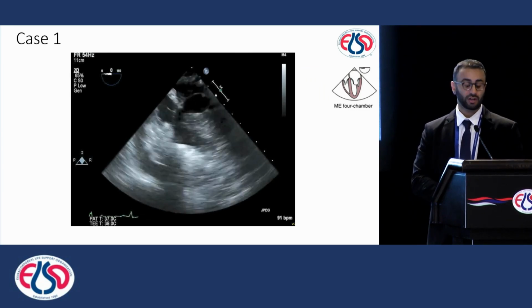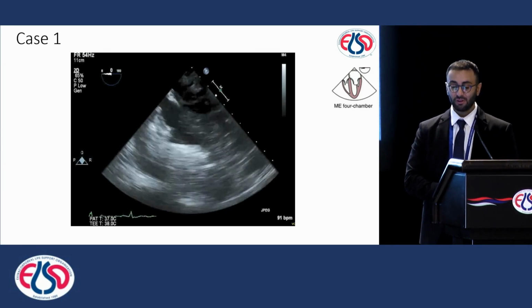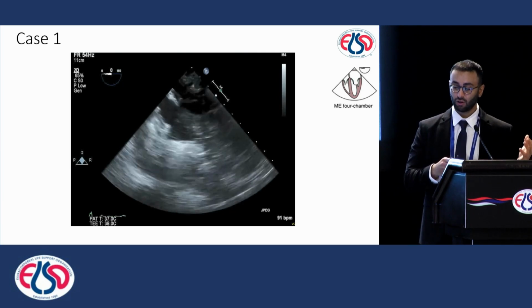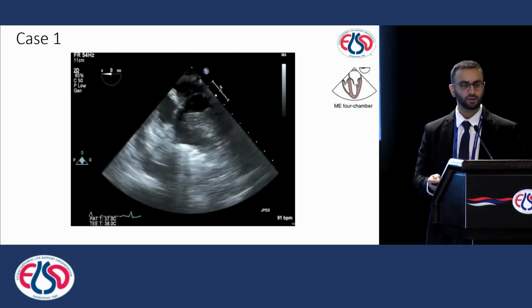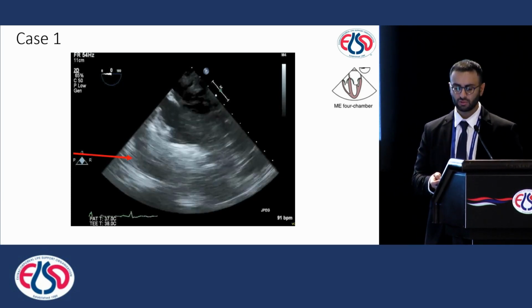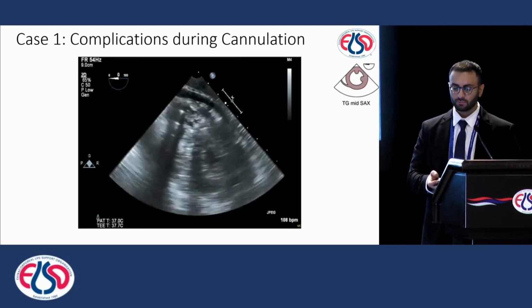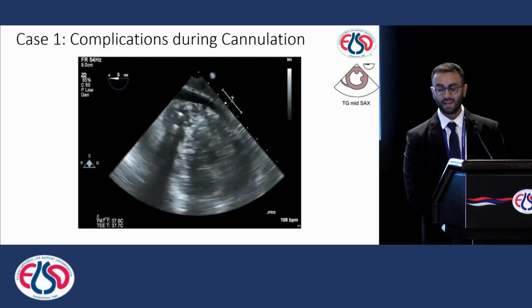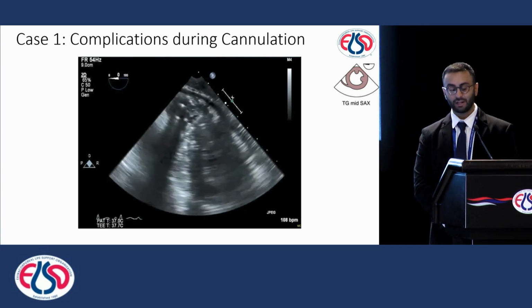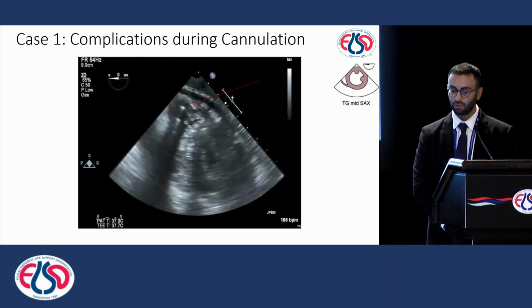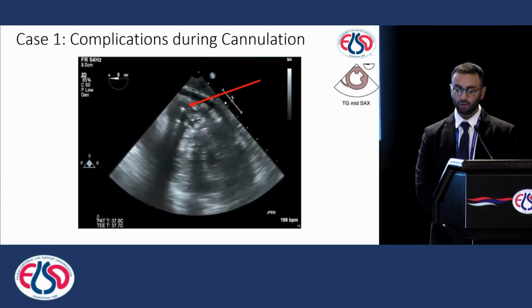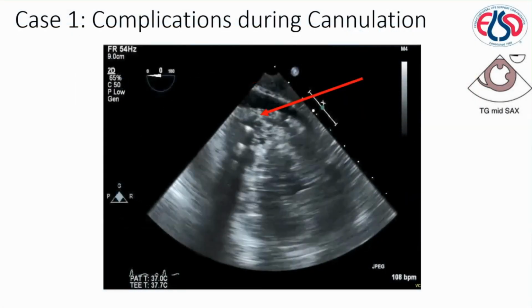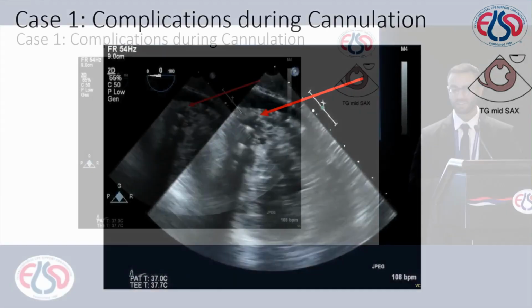We then placed our transesophageal echo probe, and we noticed that our pericardial effusion was getting larger. We also noticed a hyperechoic structure in the right ventricle, which was relatively concerning. So we went to our transgastric view. This is the transgastric mid-papillary short axis view of the left ventricle. And you can see here the red arrow. There was a hyperechoic structure here that was very concerning.